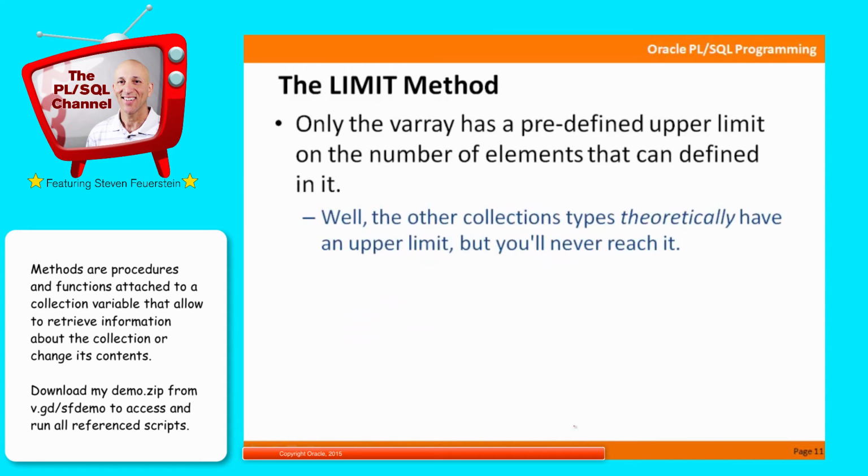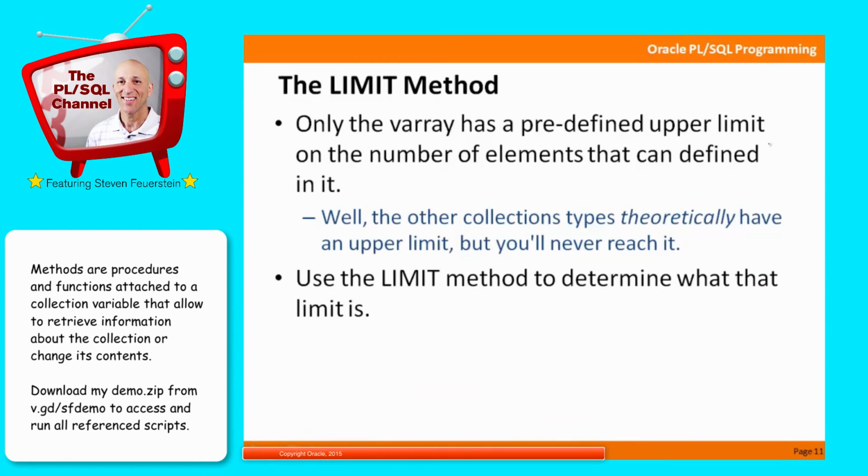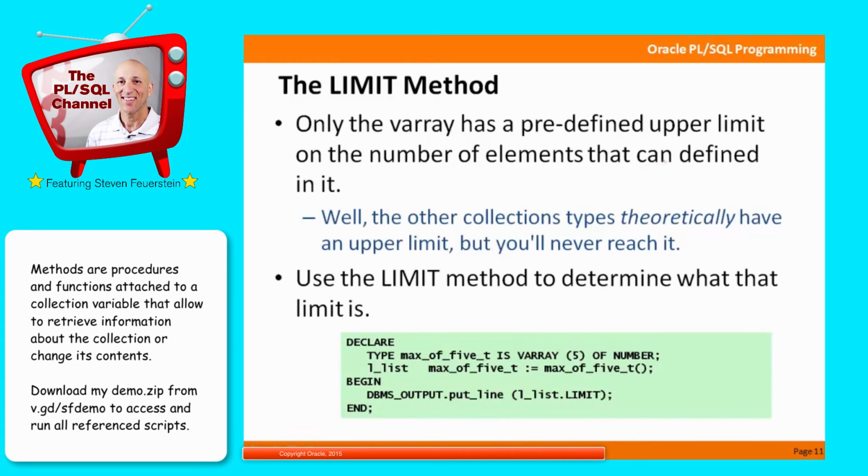The final collection method that gives you information about a collection is the limit method. The VARRAY is a special type of collection that has a predefined upper limit. So you can say when you declare the collection, this collection can have no more than 5 elements. And here's an example. So this VARRAY, or a variable based on this VARRAY type, can have no more than 5 elements defined in it. And if I want to find out what that limit is, I can call the limit method.